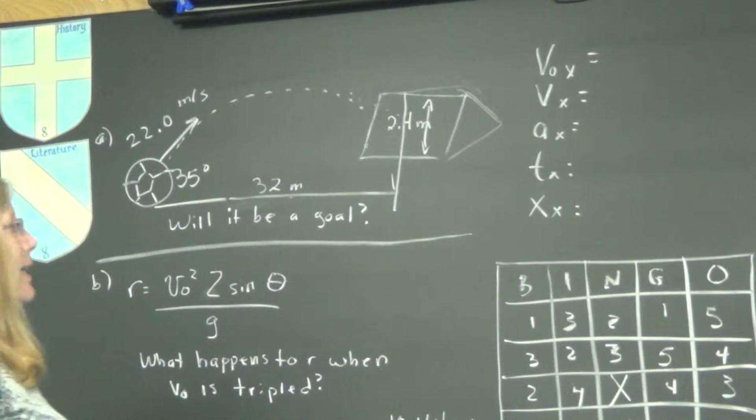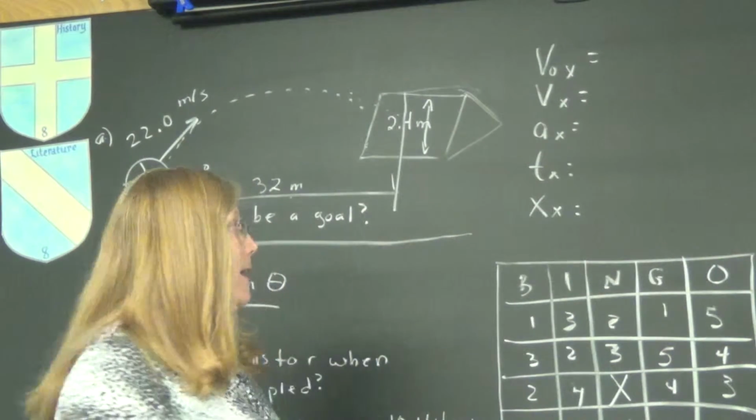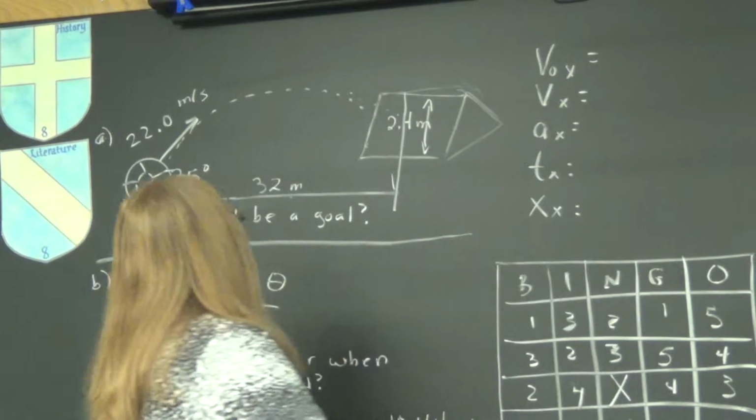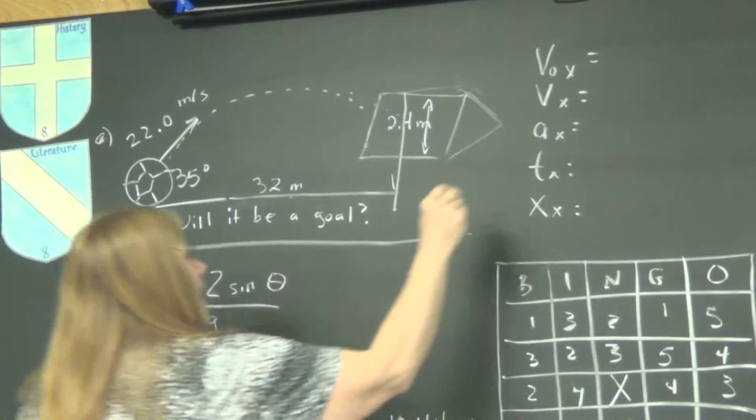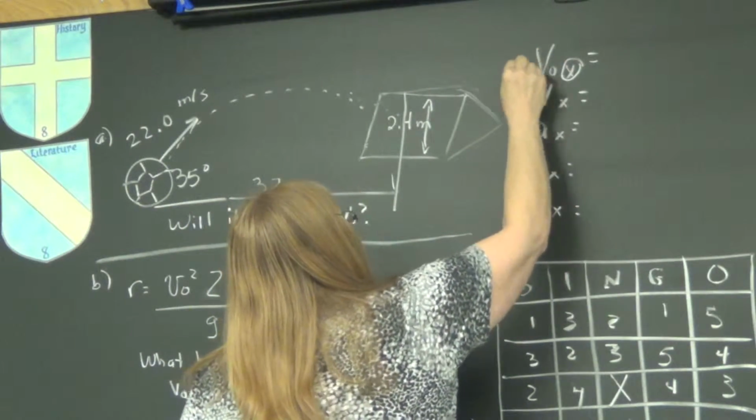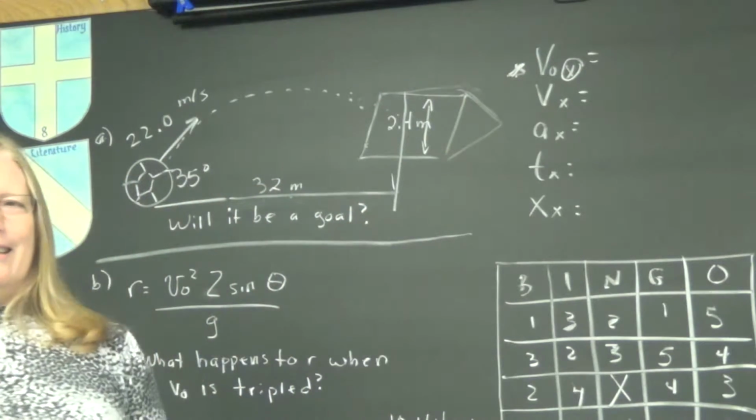All right, let's go around and tell me what you got. Brian, do we know velocity initial in the X direction? Yep. What is it? How do we get it? 22 meters. That's not in the X direction. That's the number one, no, that would place it... that would be 0. That's in the X direction.